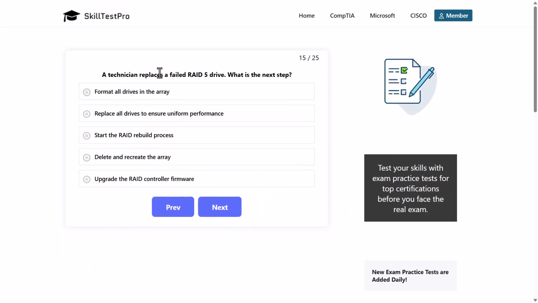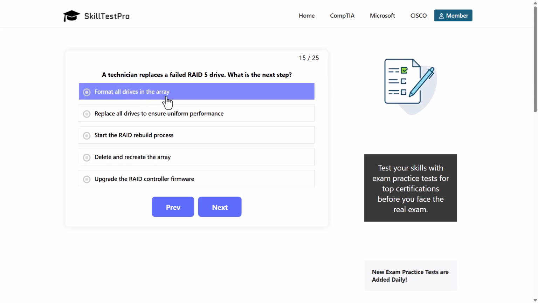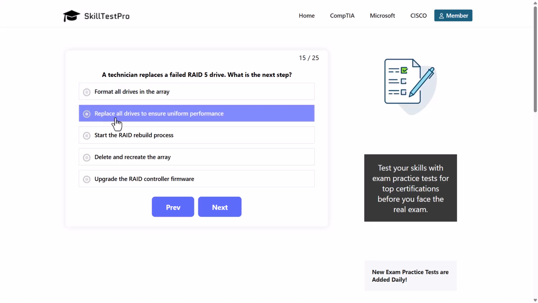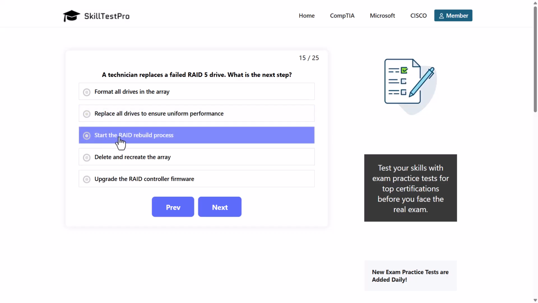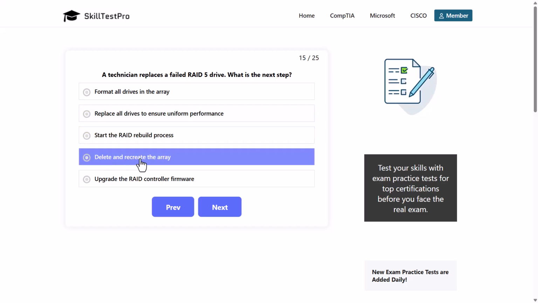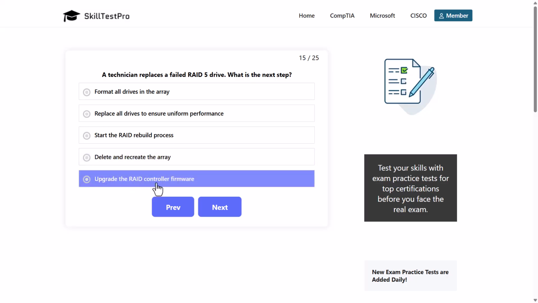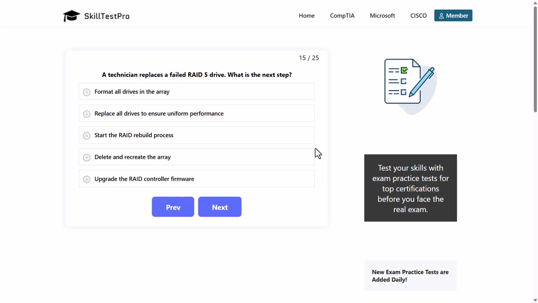A technician replaces a failed RAID 5 drive. What is the next step? Format all drives in the array. Replace all drives to ensure uniform performance. Start the RAID 5 rebuild process. Delete and recreate the array. Or upgrade the RAID controller firmware. Which one would be the correct answer here?